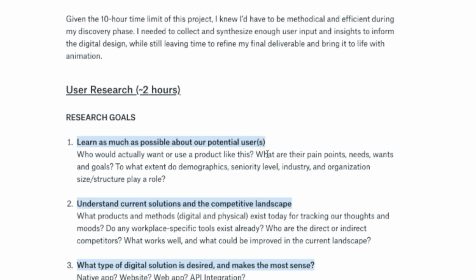So if I'm a female working at a startup in Silicon Valley versus if I'm a male working at an investment bank in New York, how do these factors play a role in my overall health and well-being, right? If I'm a junior employee versus senior employee, how do these play a role? So just learning as much as possible about our potential users and potential workplace dynamics that might exist.